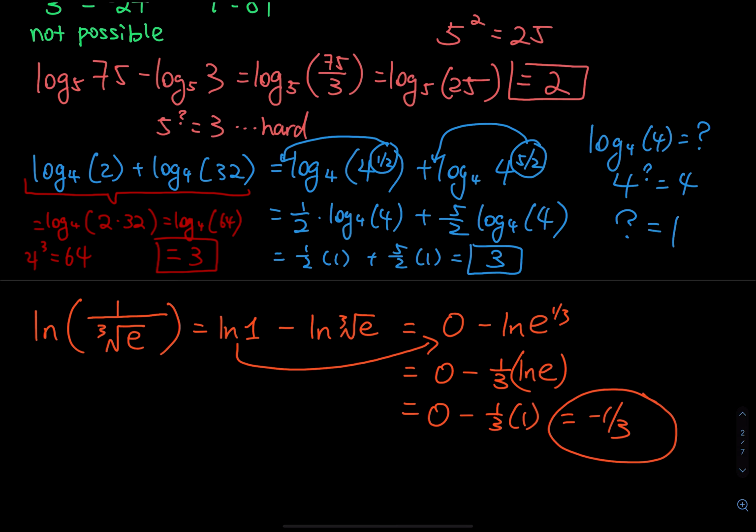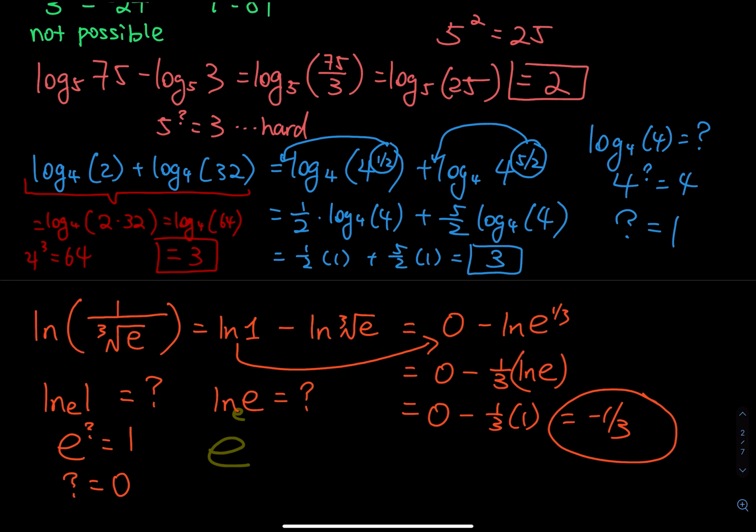I know you have questions to ask, so ln 1, what is that equal to? This is a base e, so e to what power is equal to 1? The answer is 0 power. And then the other one, ln e, what is that equal to? So there is a base e right over here. So you are asking e to what power is equal to e. The answer is the power is equal to 1. So that's why ln e is equal to 1, and ln 1 is equal to 0.